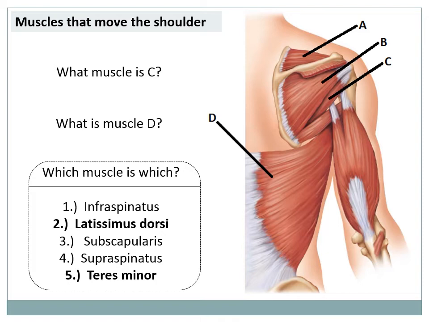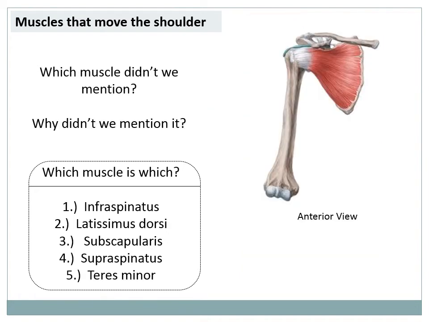Sometimes I will call this latissimus dorsi. That is not correct. It is the latissimus dorsi. So if you hear me call it the latissimus, I apologize. It's definitely not that. We didn't mention one muscle here, and it is actually our subscapularis. We didn't mention it because it's on the back of the scapula. It's actually very difficult to see, and that's why I didn't actually mention that.